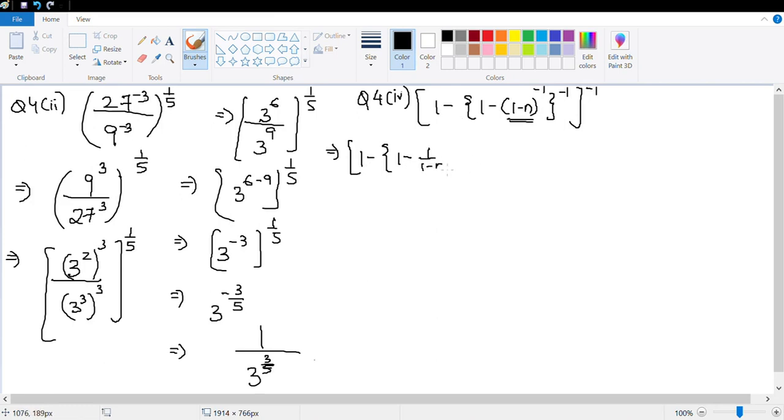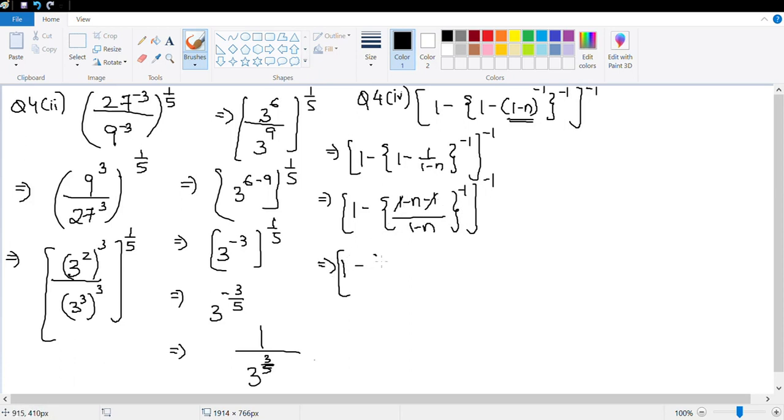So 1 minus 1 upon 1 minus n. This bracket closes, negative 1 and everything to the power negative 1. Let's take the LCM and subtract this. So this is 1 minus n minus 1 upon 1 minus n to the power negative 1, everything to the power negative 1. 1 and negative 1 get cancelled. So I have 1 minus negative n upon 1 minus n to the power negative 1, everything to the power negative 1. So I have opened my first negative power.